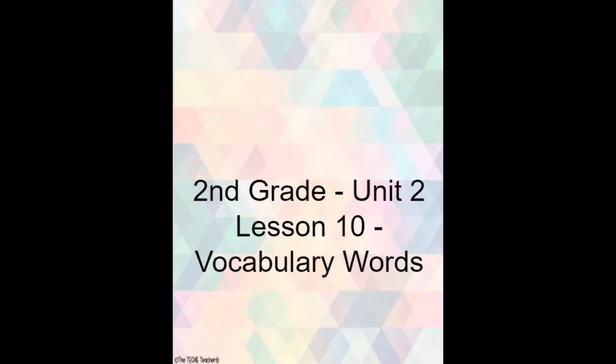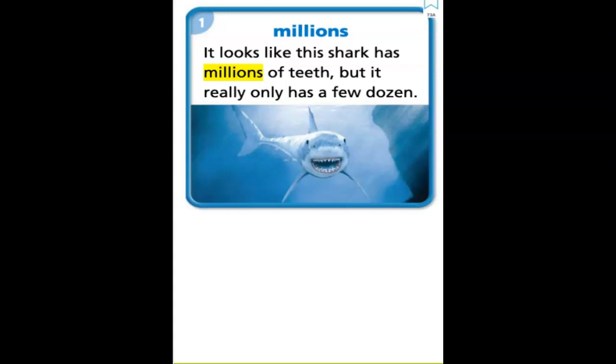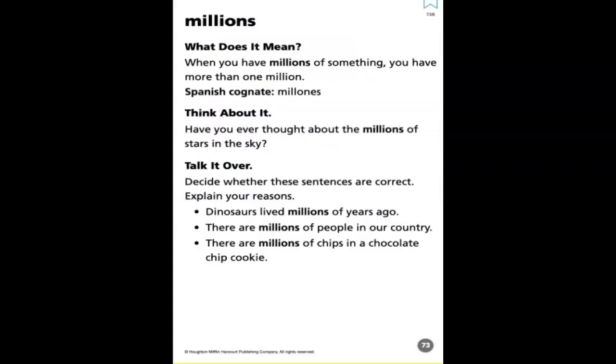Ready? Number 1, millions. It looks like this shark has millions of teeth, but it really only has a few dozen. Millions. What does it mean? When you have millions of something, you have more than 1 million. The Spanish word is millones. Think about it. Have you ever thought about the millions of stars in the sky?